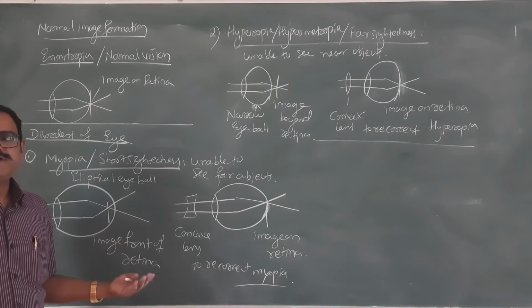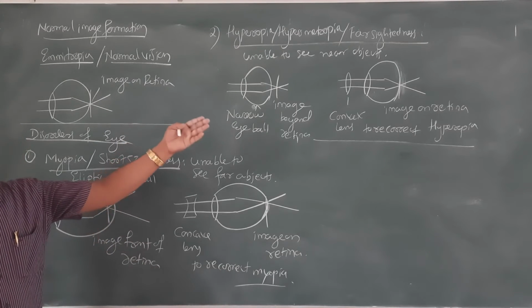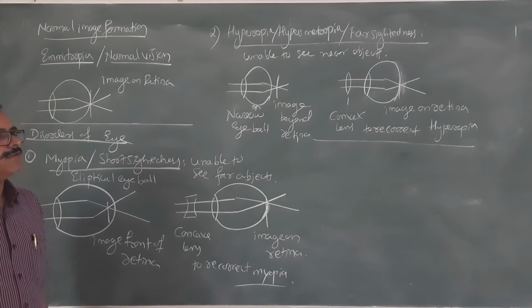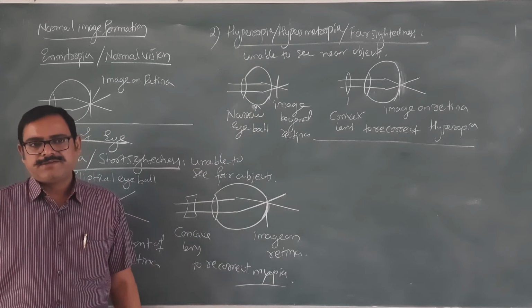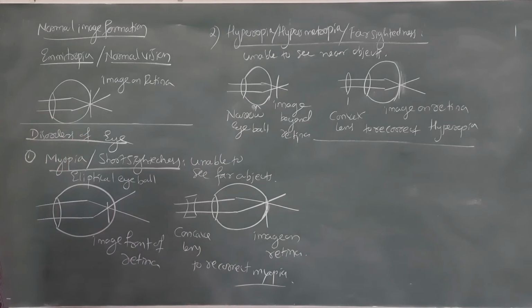So the person is unable to see nearby objects. This can be corrected by using a convex lens, which makes the image form on the retina itself. So this is what we talk about mainly regarding hyperopia.